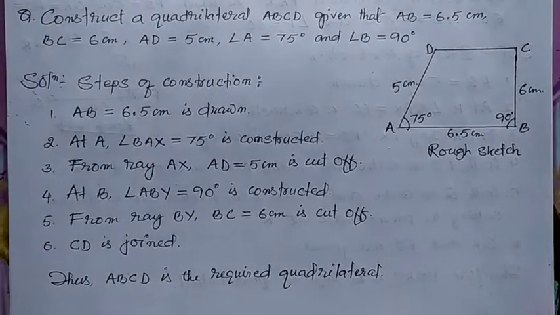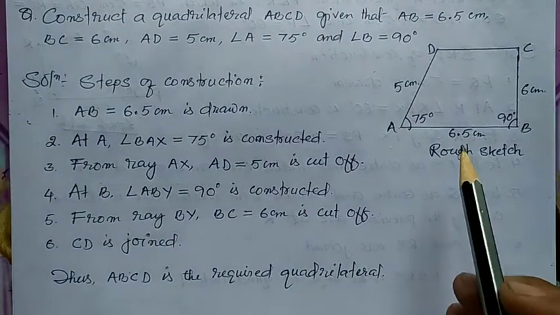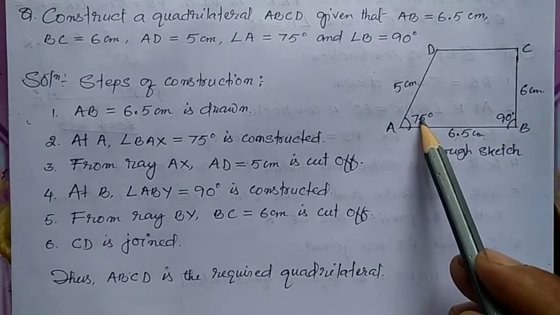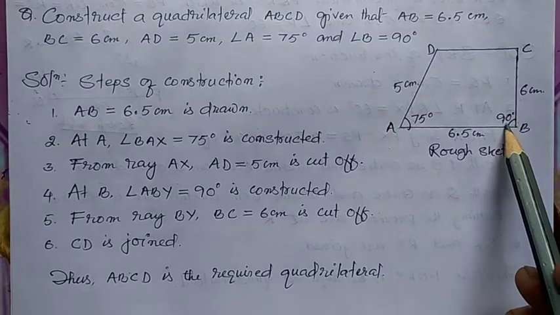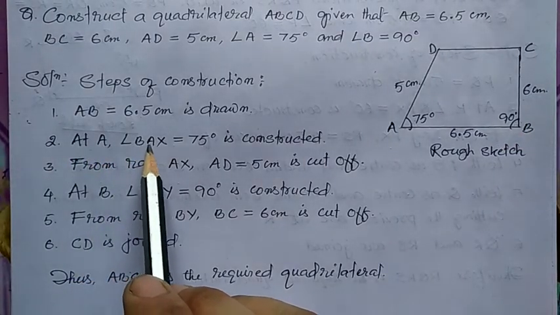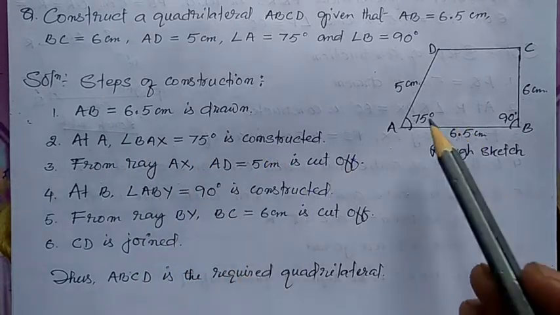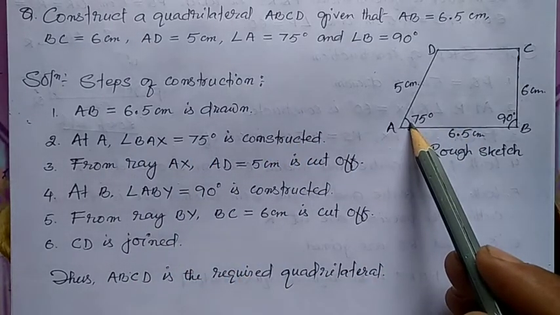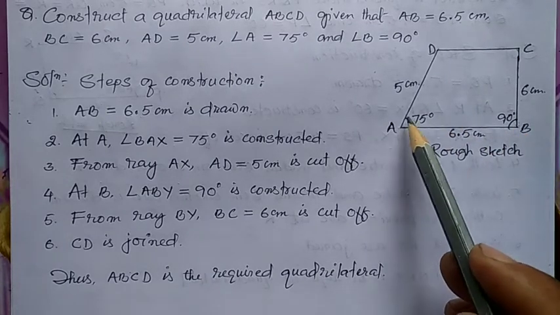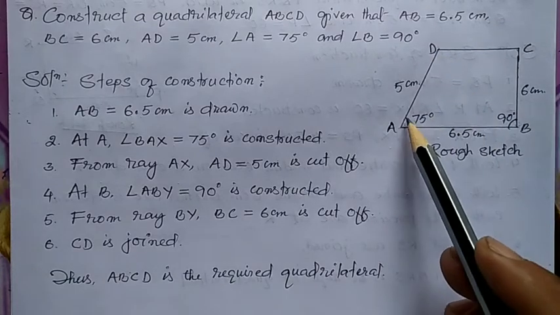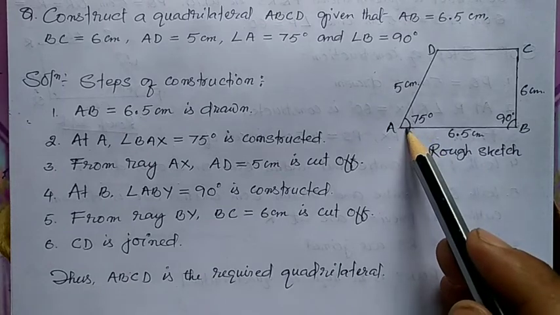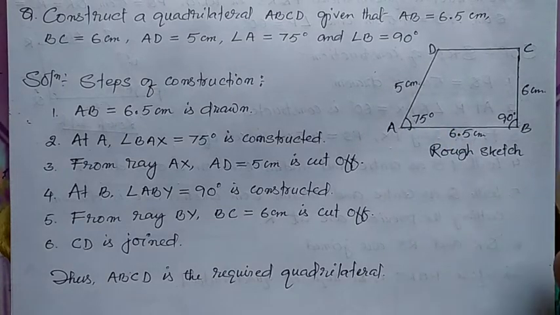Then for the second step, you have some options. Now in the first step we drew AB. The second step can be construction of this 75 degree or this angle of 90 degree. But the second step we have written here is at A, angle BAX equal to 75 is constructed. That means we construct this 75 degree at point A, and we name this angle BAX since we don't have D yet. In the previous class I did not tell you how to construct 75 degree, but today you learn it.